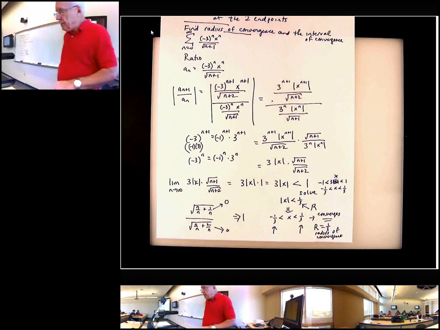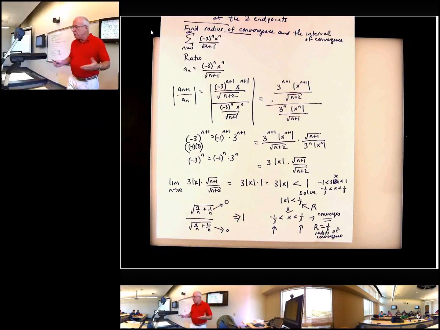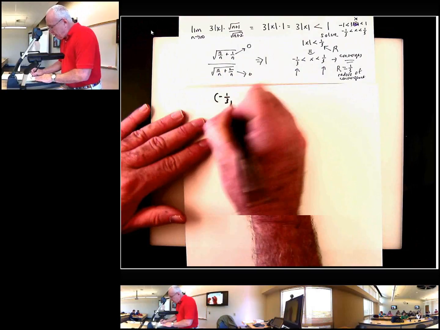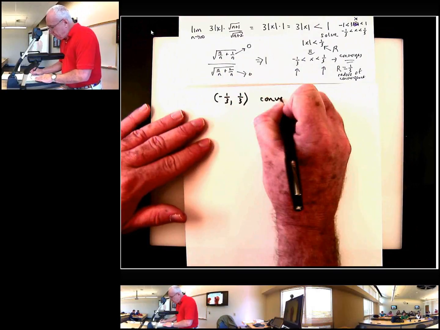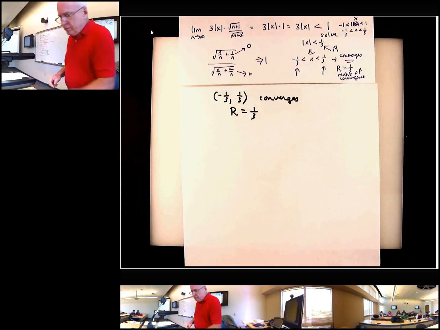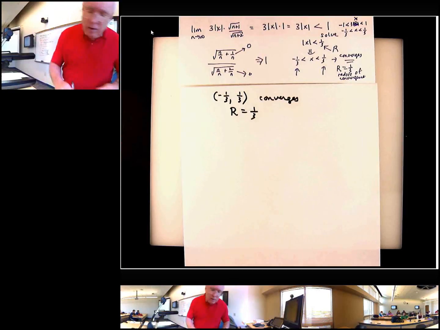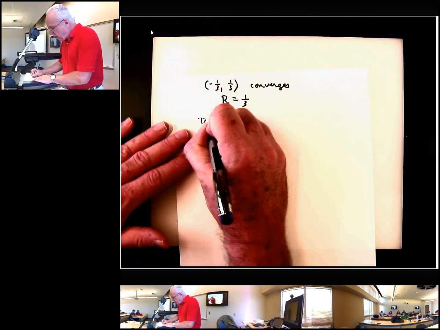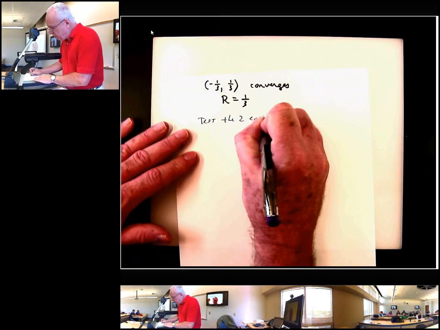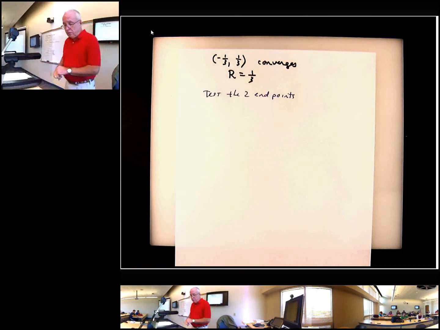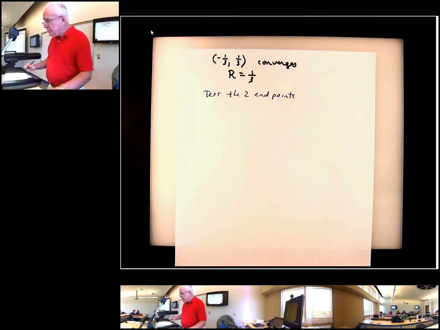Okay, well, let's continue here then. So anyway, we've gotten this series. We've determined that the radius of convergence is 1/3. So let's write up what we've got here. We've determined that from -1/3 to +1/3, it converges, and R, the radius of convergence, is equal to 1/3. What we have to do next is test the 2 endpoints, because it could converge at one or the other of them, or even both, or maybe neither. So let's look at -1/3 first of all.